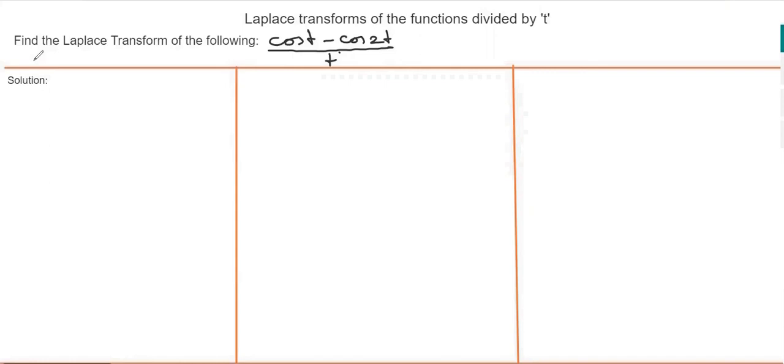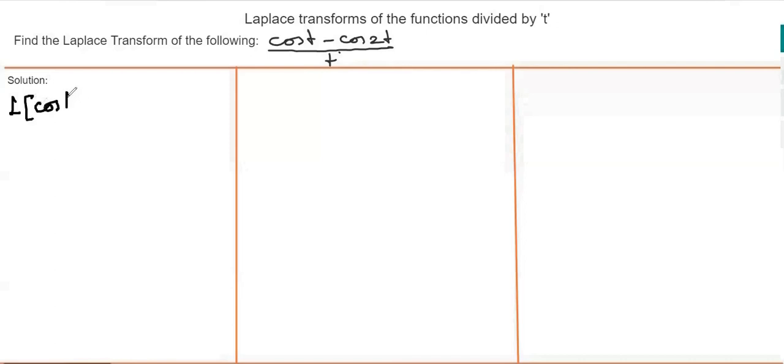I have taken the question as: find the Laplace transform of cos t minus cos 2t over t. See, a function is given in the numerator, and it is divided by t. So in this kind we have to use the following method. First we have to apply Laplace for the numerator.